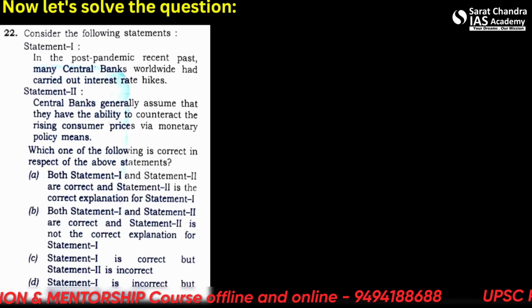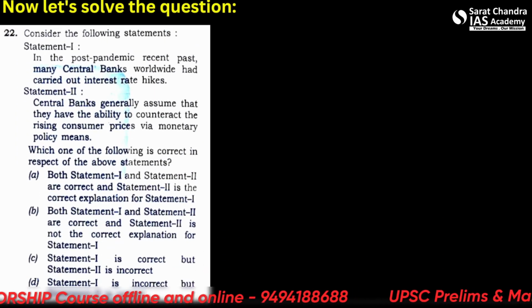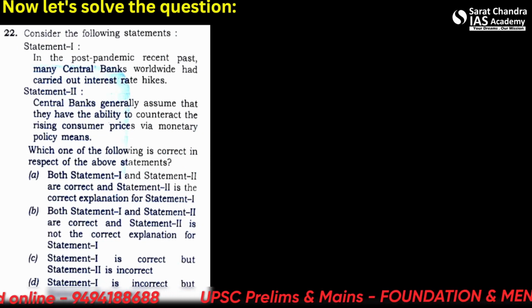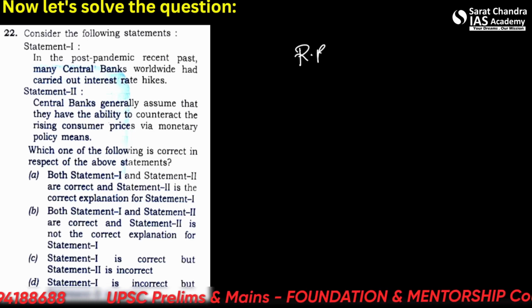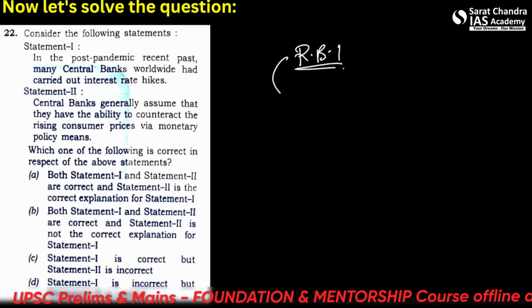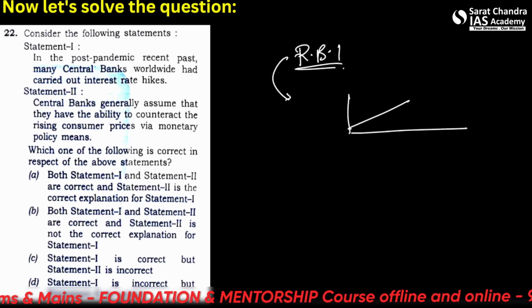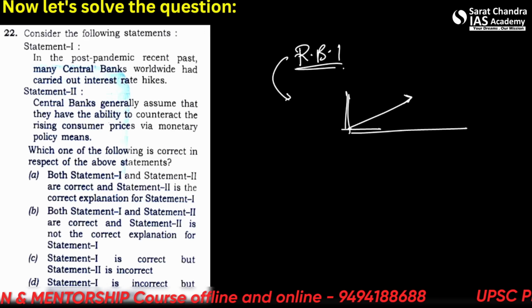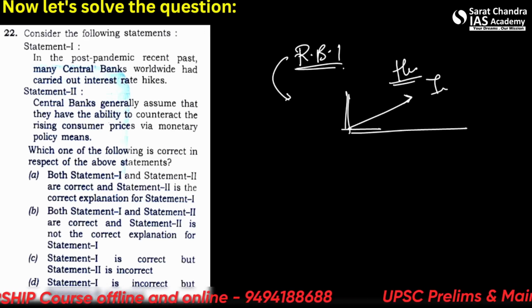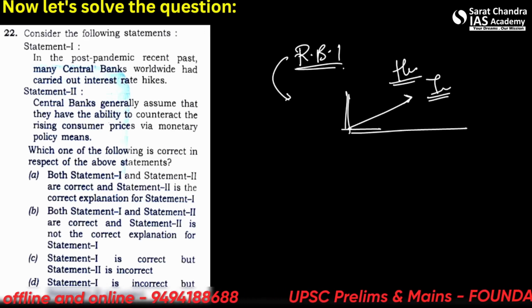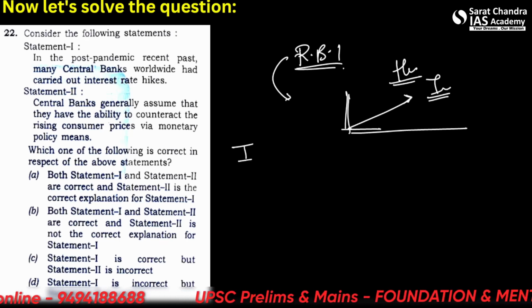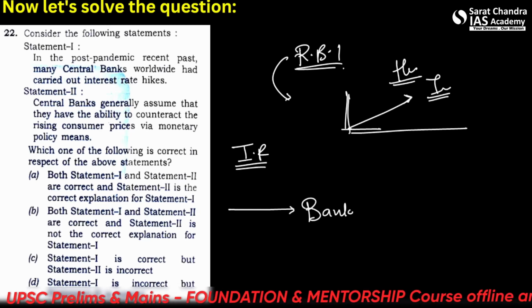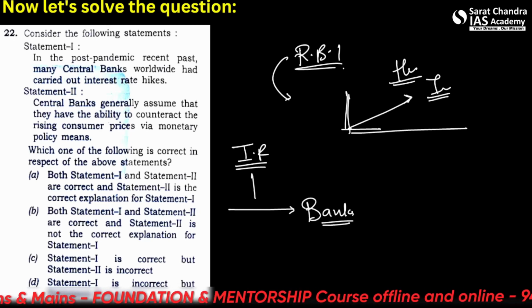Now let's solve the question. So in the post-pandemic recent past, many central banks worldwide increased the interest rates. Let's see the question here now. So let's take the RBI as a central bank here. When the economy is recovering, due to the demand and supply gap, there is a probability of hyperinflation or inflation. So what would RBI do? It would increase the interest rates, the rate at which it lends money to the banks. This interest rate will hike.